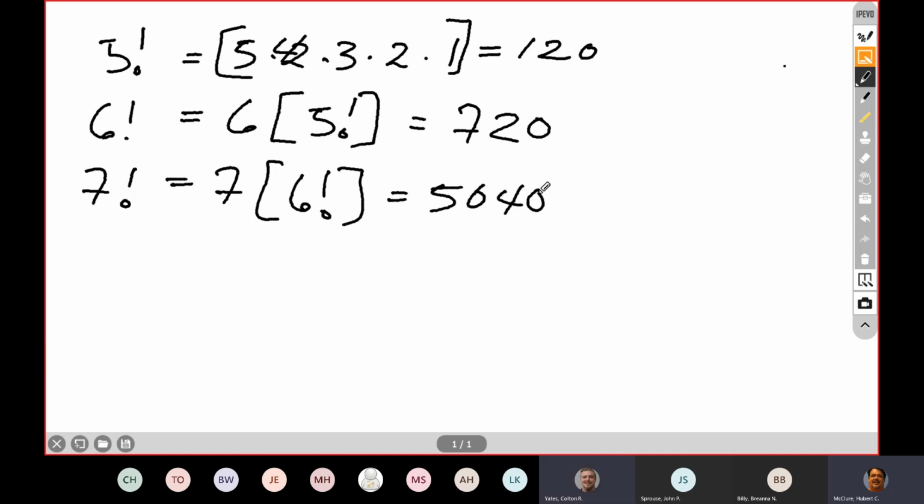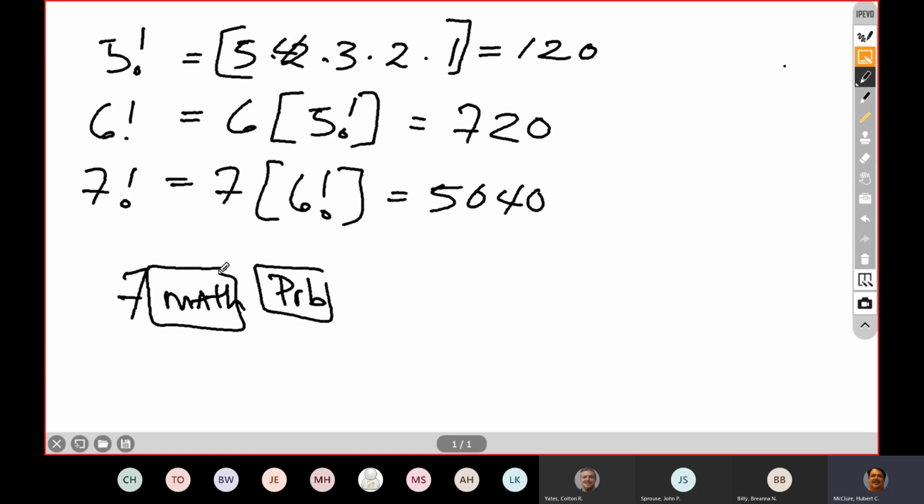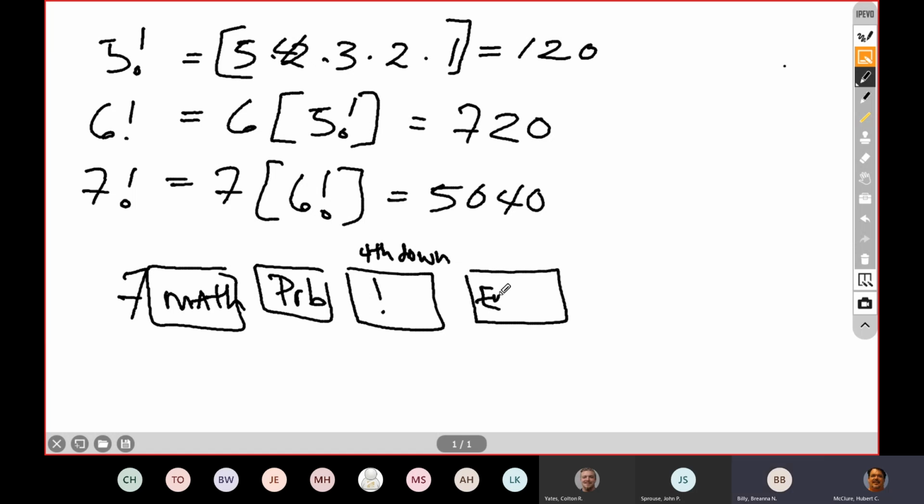Take your calculator and type in 7, then math, then probability. You arrow over to probability, and I think it's the 3rd or 4th one down. It's the 4th one down. And then hit enter, and it should give you the answer.